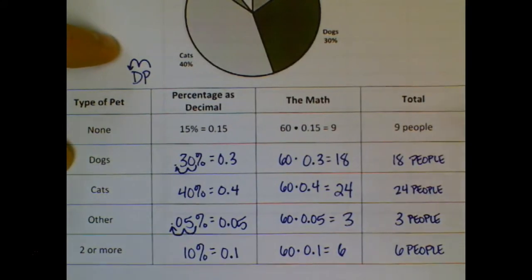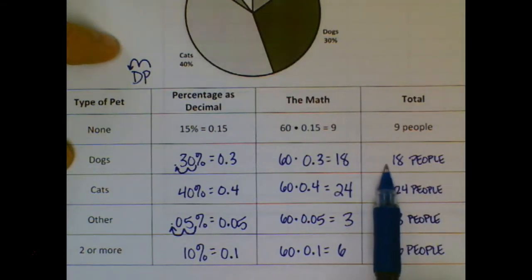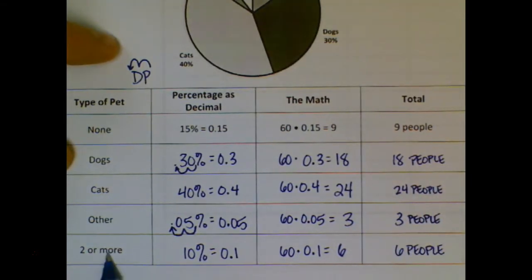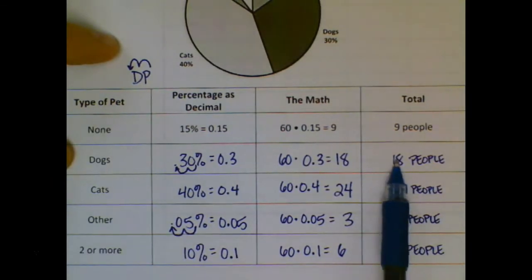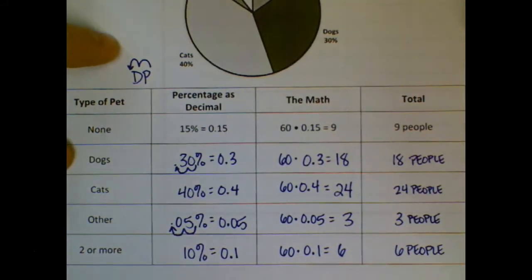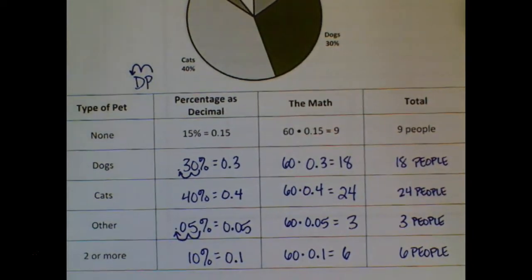Now, what that means is this. I would not fit in this. You guys know I have 3 dogs. I would be one of these 18. And the reason is this is not 2 or more pets. It's 2 or more types of pets. I only have dogs, so I would be up here. This is someone who has like a cat and a dog or something like that. All right? So this information is going to be very handy for us. It's going to help us out.